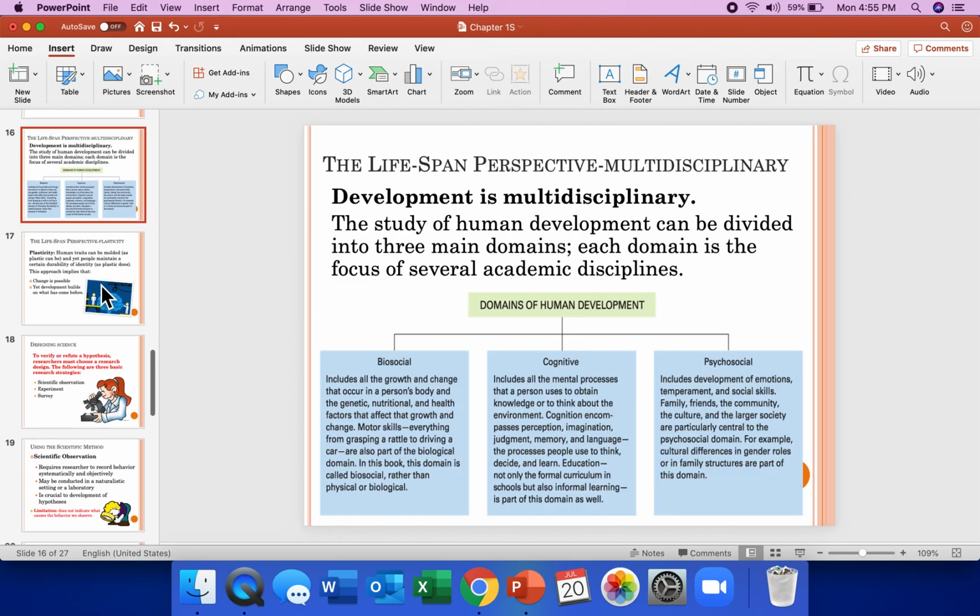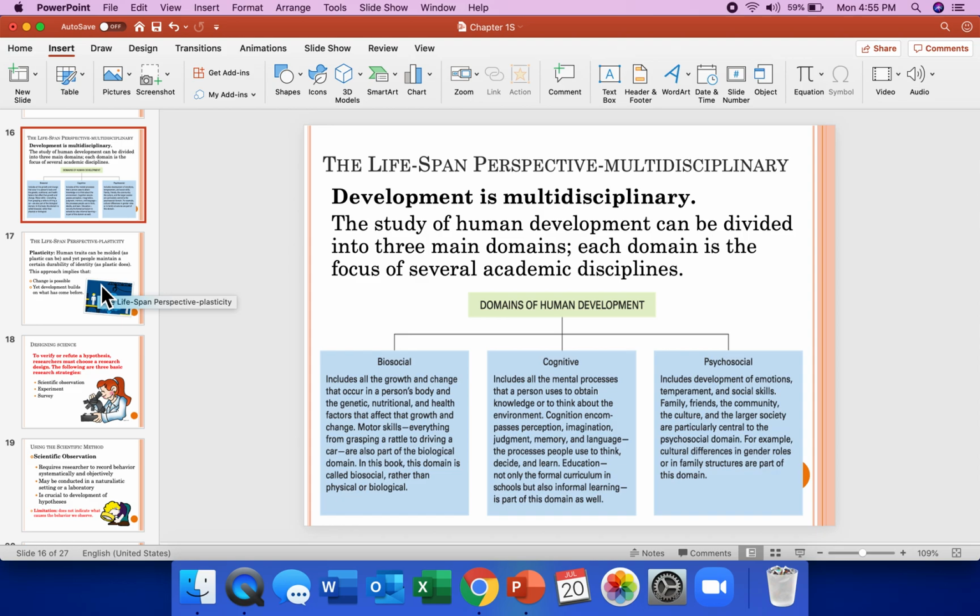The next concept is multidisciplinary, and that is really the heart of studying human development, because as we progress throughout the semester, we will be dividing each age category into three sections. The first section will look at the biosocial development of that stage or that age. Biosocial development really includes the physical growth and the changes in the body and in the brain, and the nutrition and the health factors that affect that development.